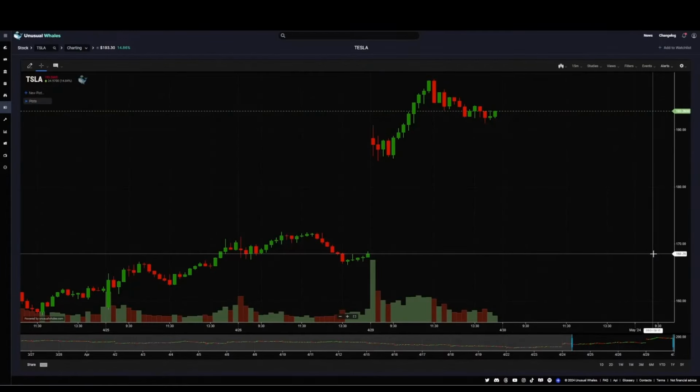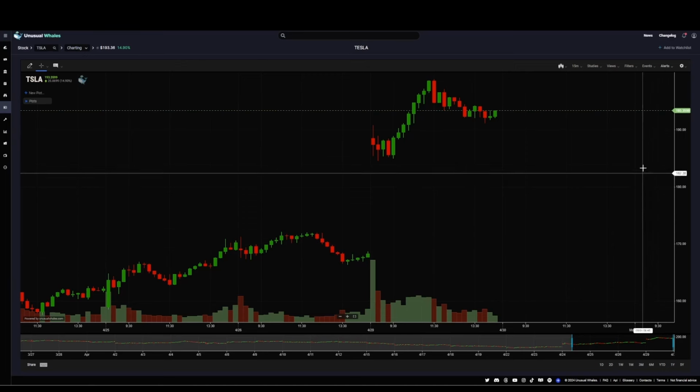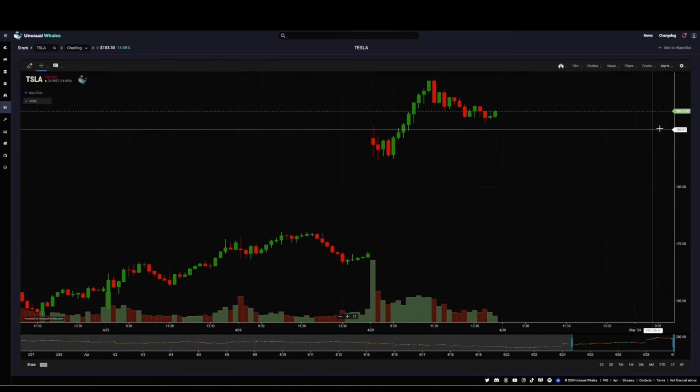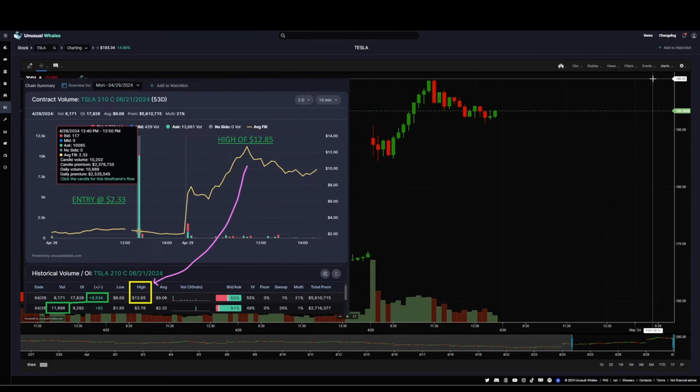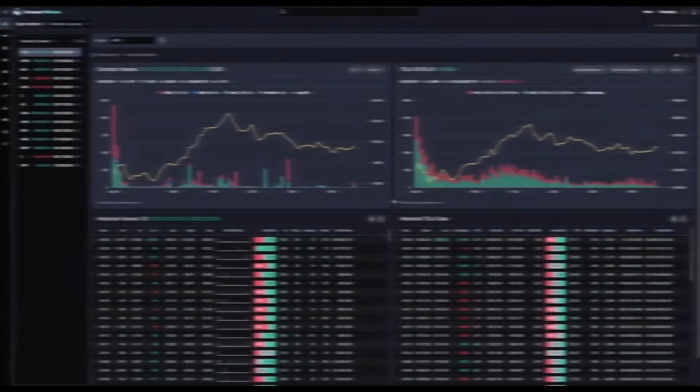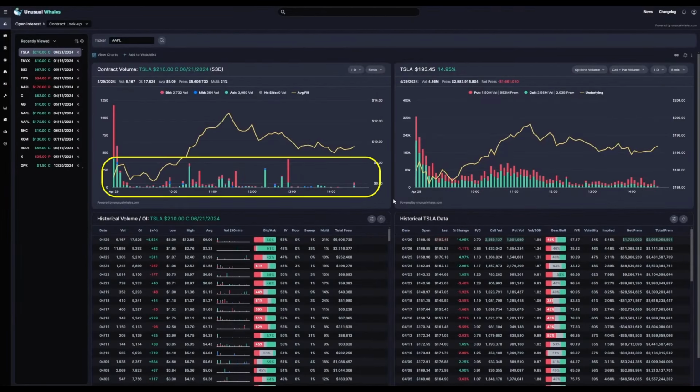On the morning of April 29th, Tesla had already gapped up from around $168 per share to $190+ per share. Over the course of the morning, Tesla continued its uptrend and topped out on the day at around $198.92 per share. At that high of day, this position had gone from their original entry of $2.33 per contract to a high of $12.85 per contract, a 451% gain.